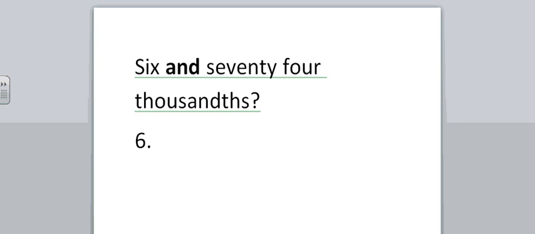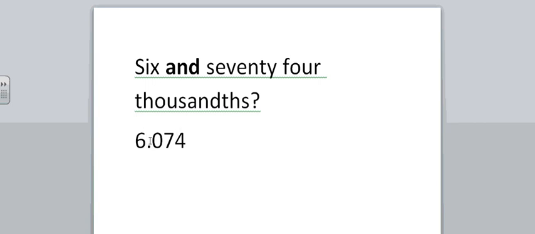So the question is already done, but 74 thousandths, if I just go 74 right here, this would be 74 hundredths, because remember it goes tenths, hundredths, thousandths. So this is only extending to my hundredths place. I need it to go all the way to my thousandths, so I added a 0. So now I have 6, and that decimal point is represented by "and," 74 thousandths.